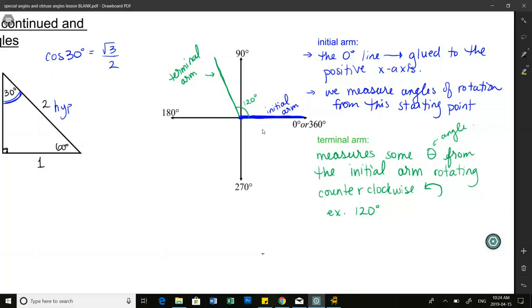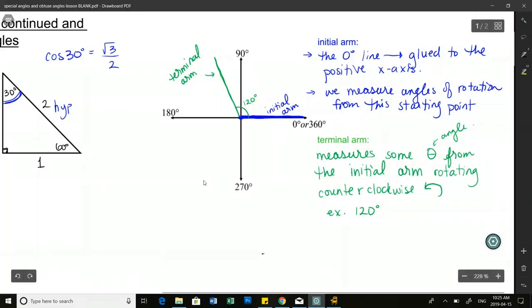Okay, so far we have the initial arm. The initial arm is just telling us this is where we start. We're starting at 0, and it's considered to be like the positive x-axis. Our terminal arm will rotate from that counterclockwise a certain number, just based on what we have in our question, a certain rotation. And we're always going to be measuring or rotating counterclockwise for positive angles.